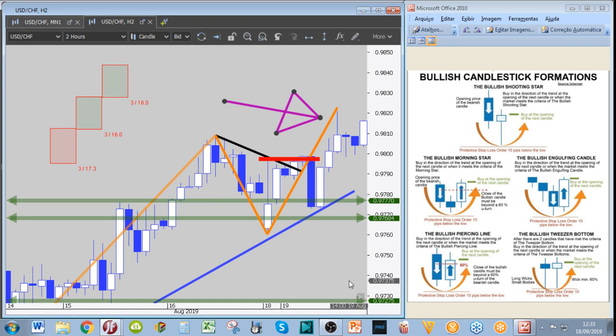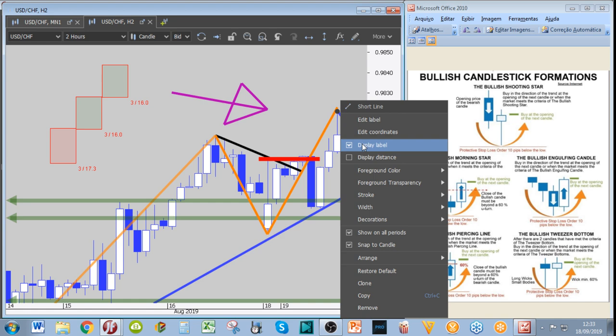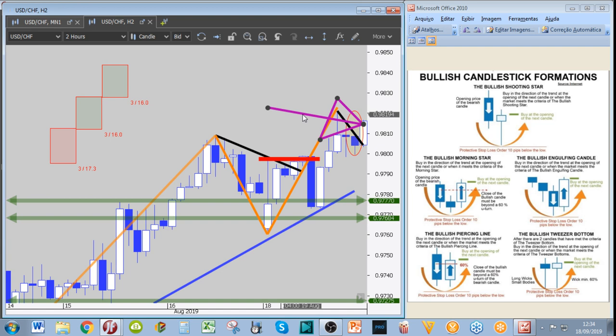Now, we are moving up, right? So, question: how to lose money, everybody? Is this the white one? Is this a bullish candlestick formation? Another counter trendline break happened. And is this a bullish candlestick formation?